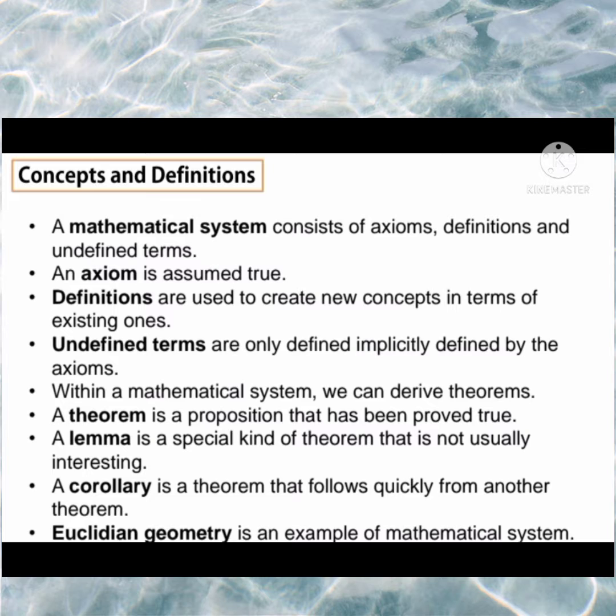Within a mathematical system, we can derive theorems. A theorem is a proposition that has been proven true. A lemma is a special kind of theorem that is not usually interesting. A corollary is a theorem that follows quickly from another theorem. Euclidean geometry is an example of a mathematical system.